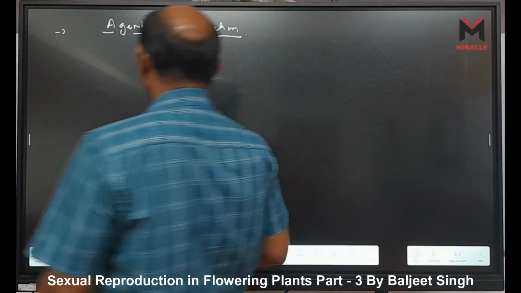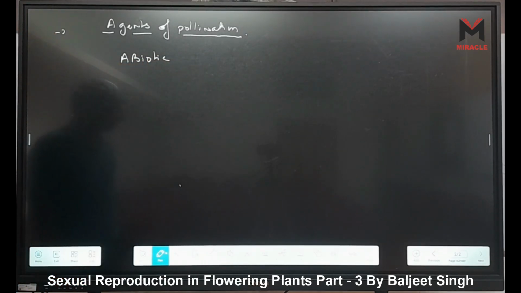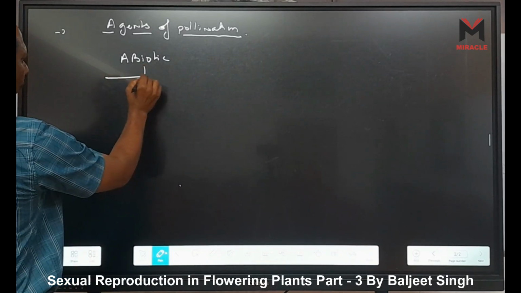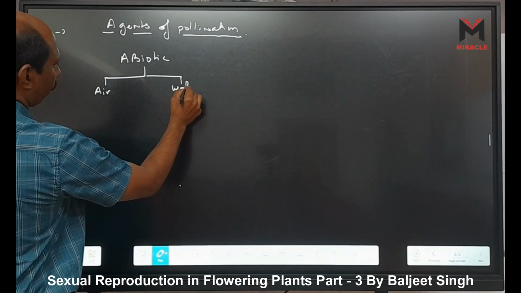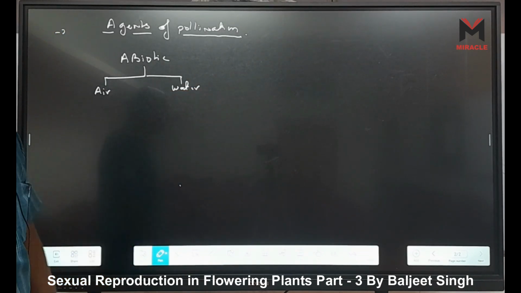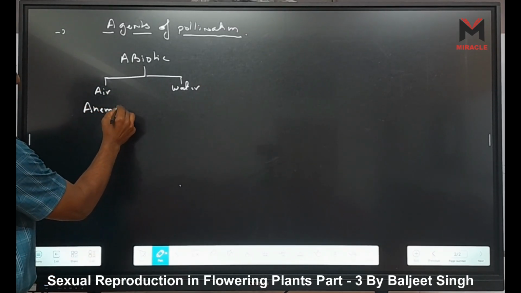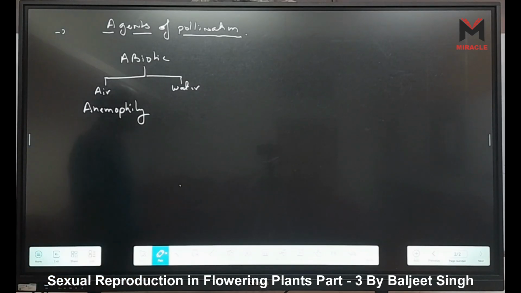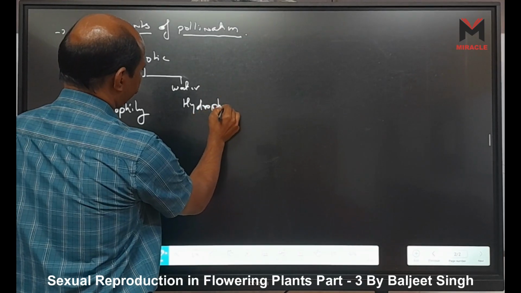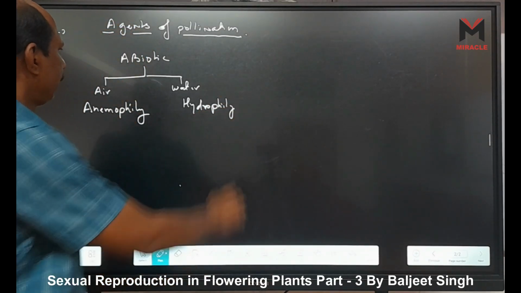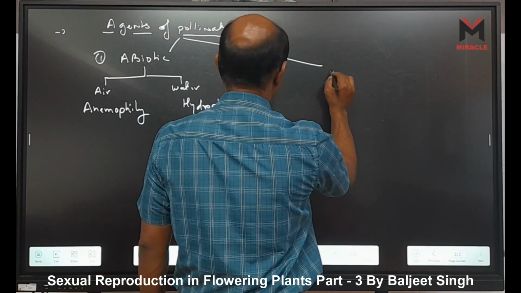or non-living, right? That means they may be abiotic, meaning non-living. Abiotic means we have two types of agents. One is air, another one is water, right? Pollination which occurs through air is called anemophily, and pollination which occurs through water is called hydrophily, right?